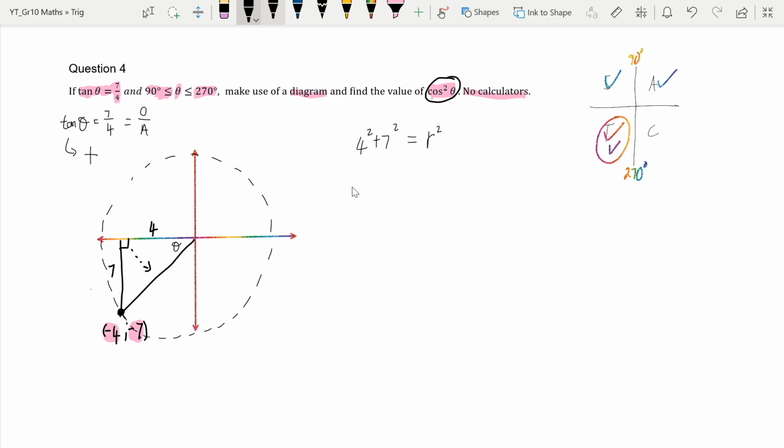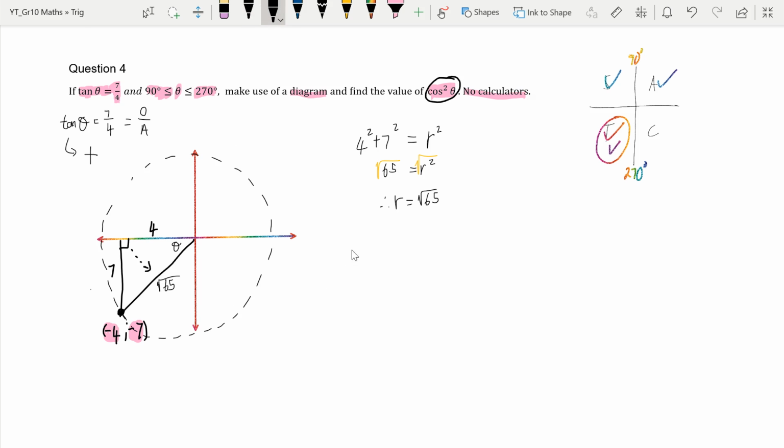Okay, let's simplify that. That would be 4 squared plus 7 squared, and that would be 65 is equal to the radius squared. But we don't want that squared. So we're going to get the square root on both sides. And then we will get that r is equal to the square root of 65. Leave it like that. Because otherwise, if we write that as decimals, we need our calculators to do that. And we don't want that for this question. So we found that one to be the square root of 65.